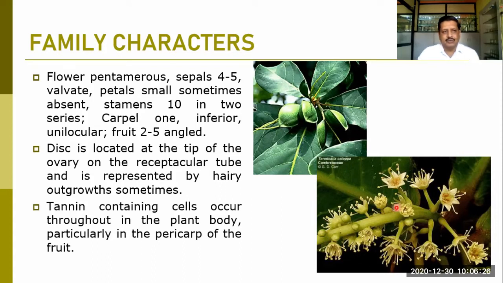Tannin containing cells occur throughout the family, and because of that many plants are used to tan leather or in the leather coloring industry. So here you can use that for tanning purposes. It is the pericarp of the fruit which gives the color. You might have observed that when this flower matures, it takes a violet or purplish color. That is due to tannin present in the epicarp of the fruit.